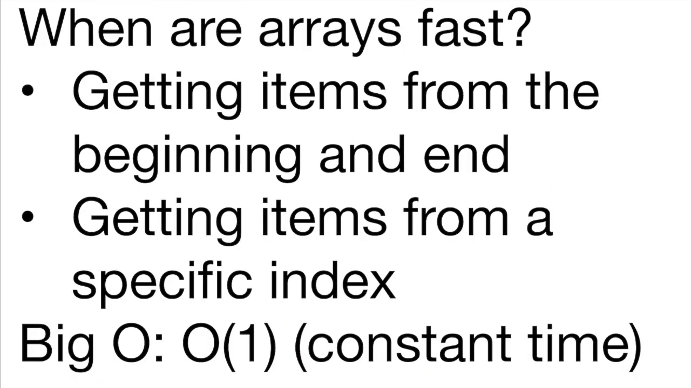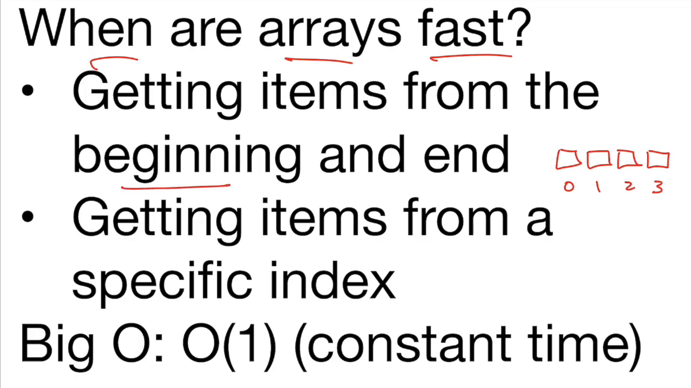Which leads me into when are arrays fast? Data structures all have different trade-offs, right? So let's look at what arrays give us. Arrays are fast when we can get the element from the beginning or the end. If we want to reference the first element in the array, that's really fast because we already know it's at index 0. We also know the length of the array because we've predefined it, so we can know what the last element is, and we can get that immediately without having to search through the entire array.